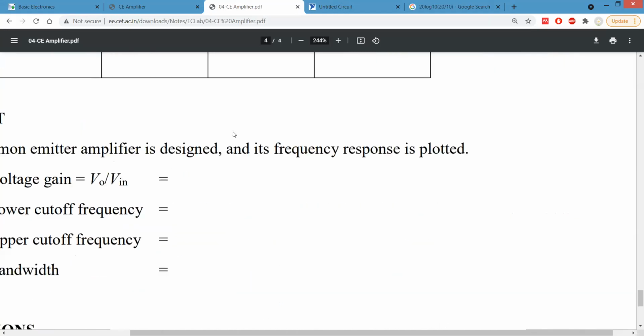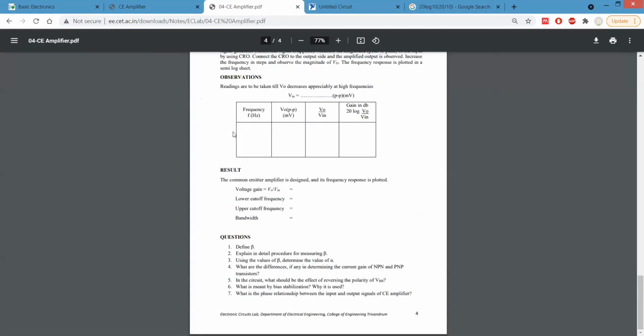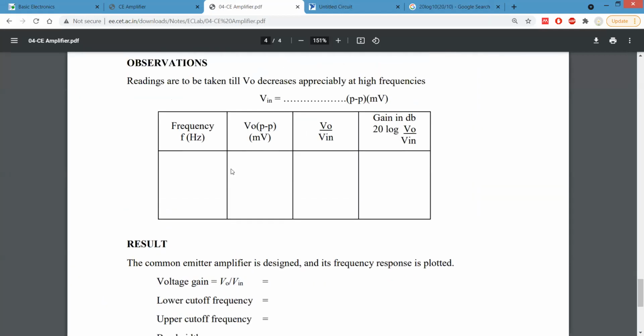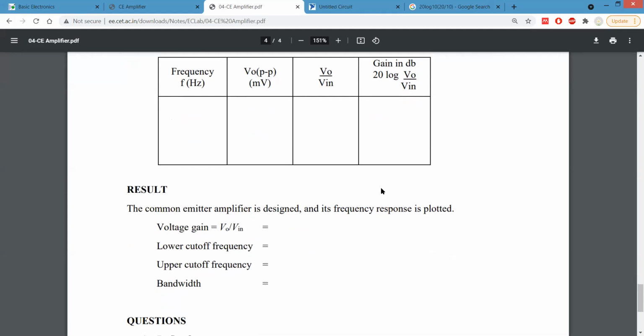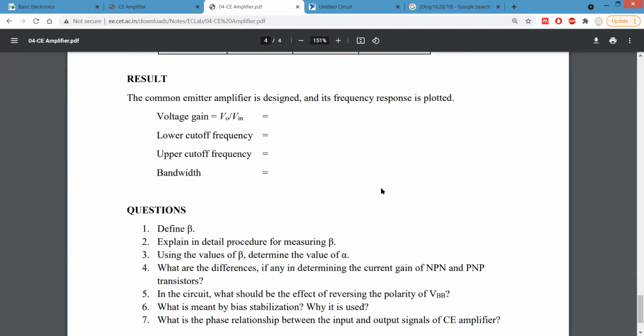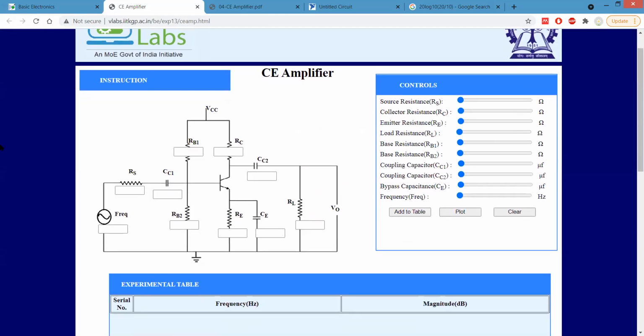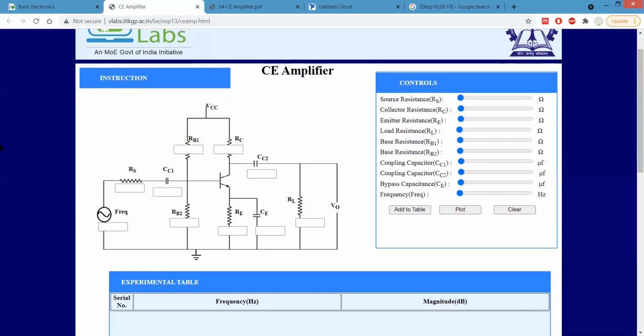Anyway, in this way we have to measure. We have to consider the frequency, V out and V in, and from there we have to find out the gain in dB scale. Then we can plot this one. So this is our motivation for today. This is the simulator in VLab. After doing this, we'll go to the circuit design one, if time permits.